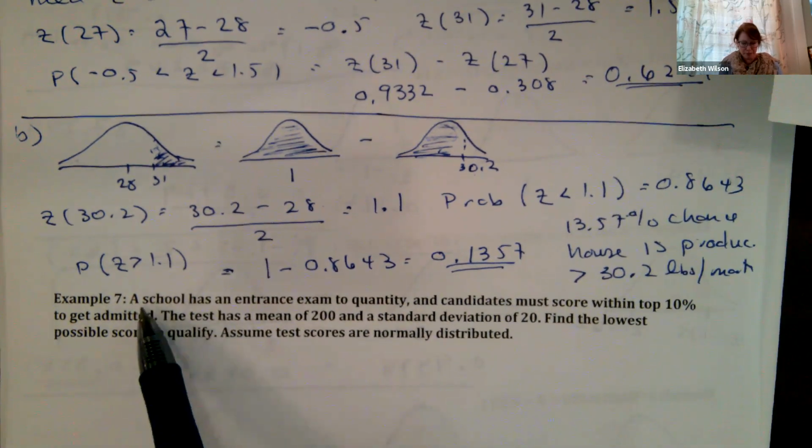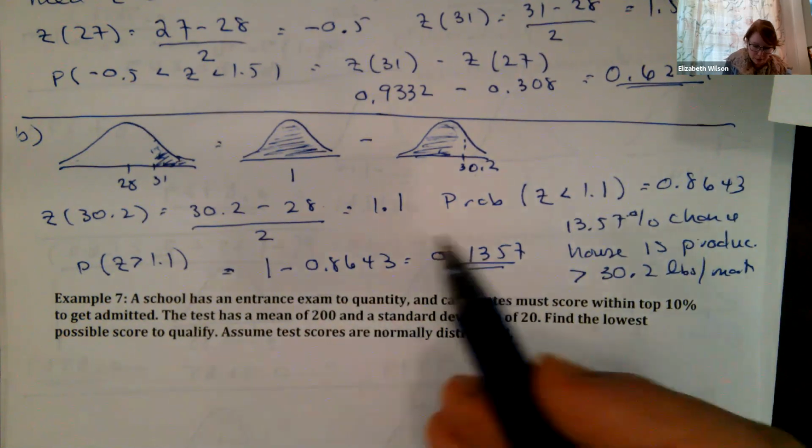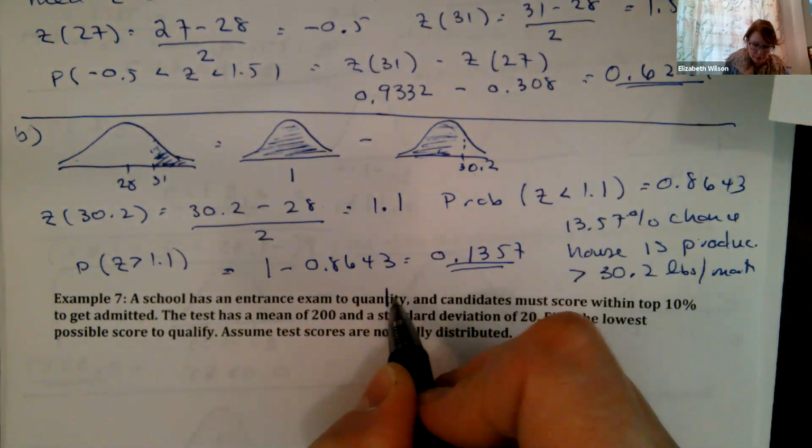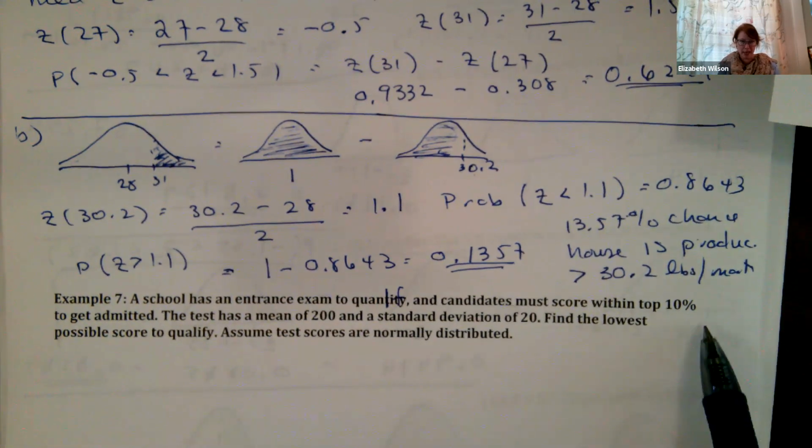So the question says, a school has an entrance exam to qualify, and candidates must score within the top 10% to get admitted.